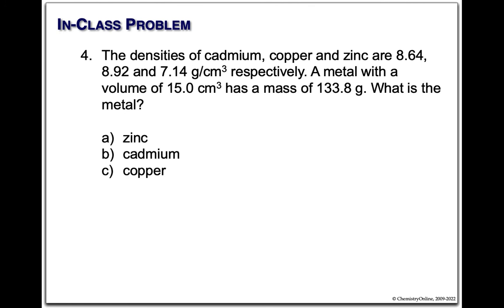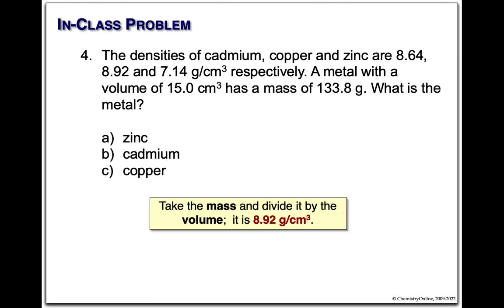We have three elements that are unknown. One is cadmium, copper, and zinc. Densities of 8.6, 8.9, and 7.1. We have a metal with a volume of 15 and a mass of 133. Which one is it? What you have to do here is simply take our mass, divide it by our volume, and determine our density. Turns out to be 8.9. We're dealing with copper.